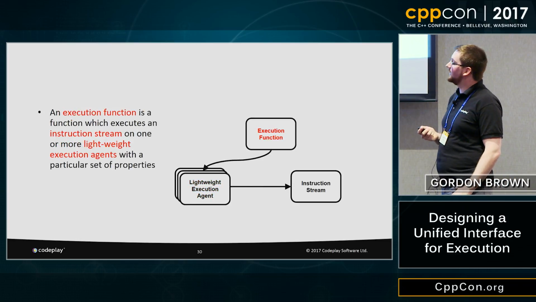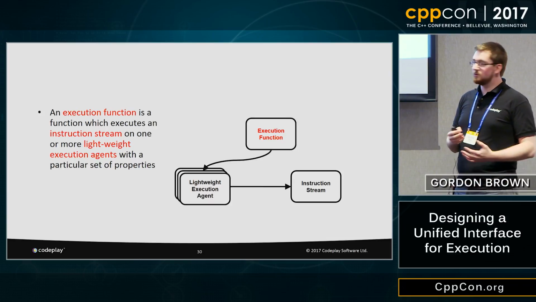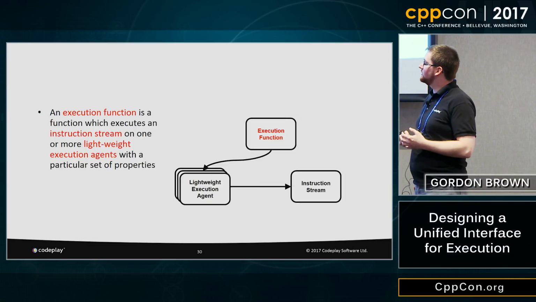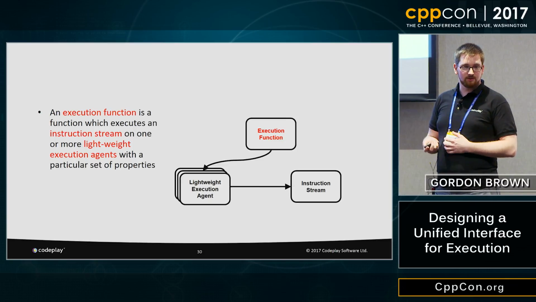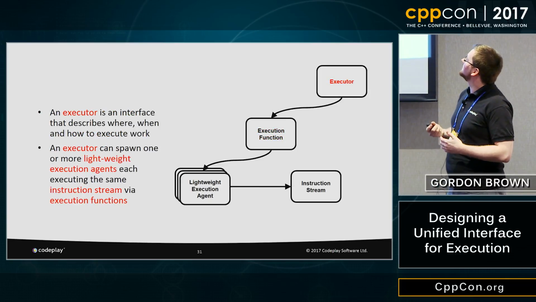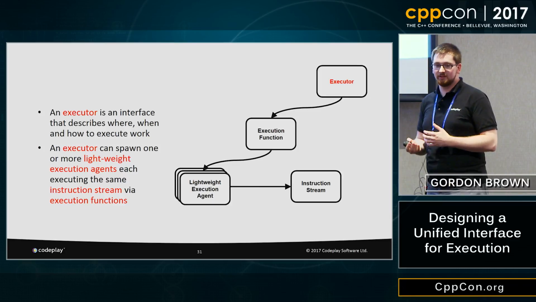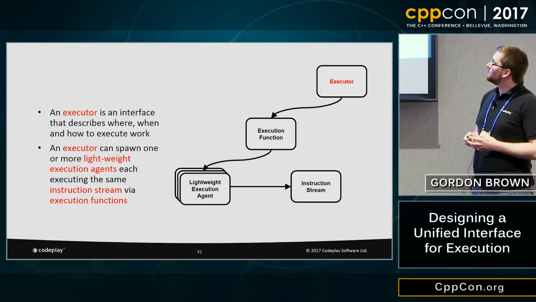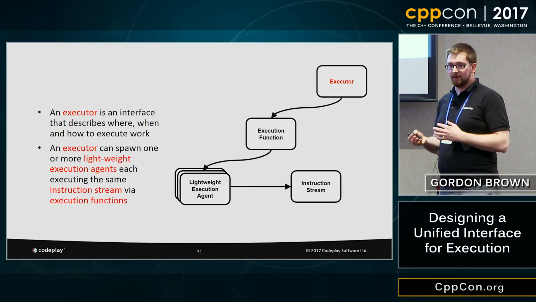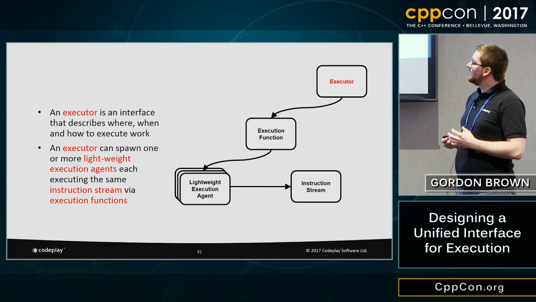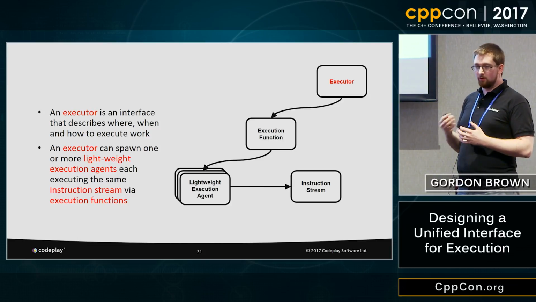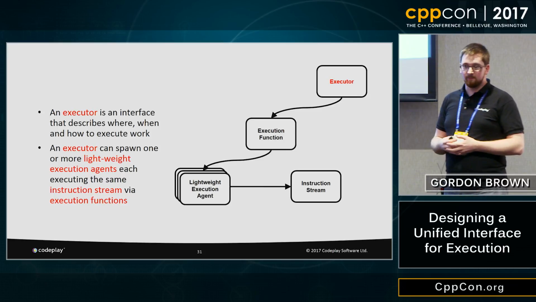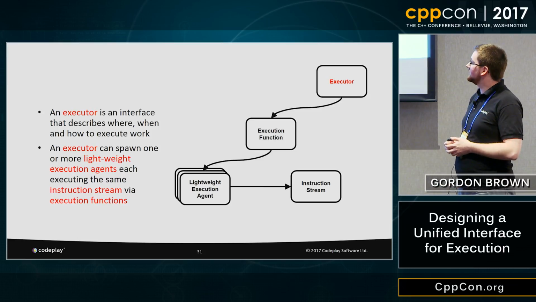Then you have what's called an execution function. An execution function executes the instruction stream on one or more lightweight execution agents with a particular set of properties. These properties come from the executor. The executor is essentially the main component of the executor proposal. This is what describes where, when, and how work is executed. So the executor can spawn one or more of these lightweight execution agents through their execution functions, each calling this instruction stream.